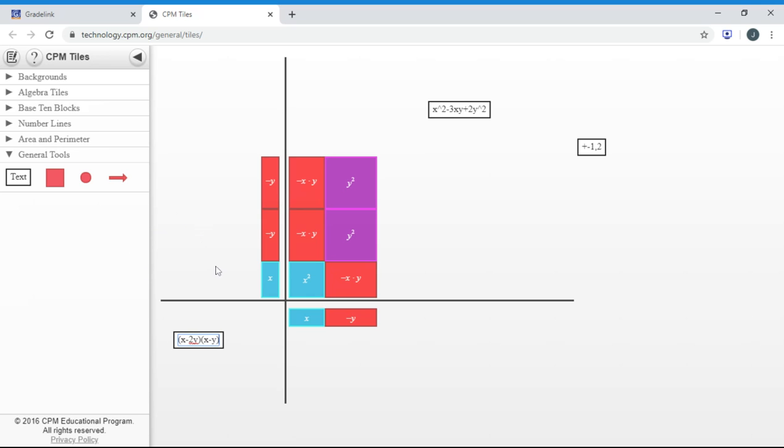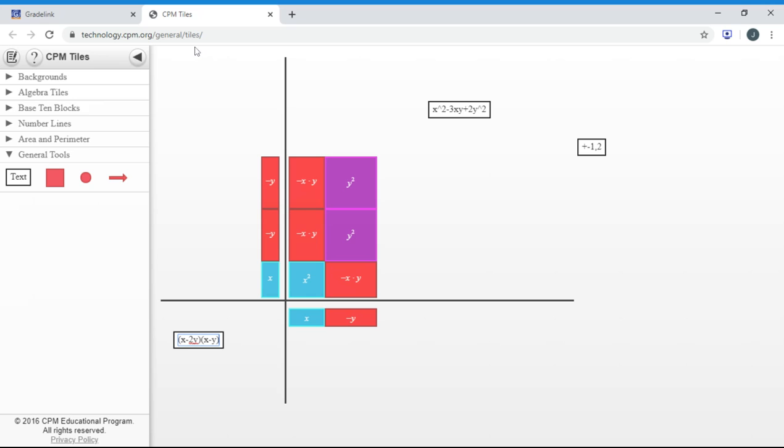If you need the visualization like this, then this could be very useful. So we know that negative y times negative y gives you positive y squared. Adding those together, you get 2y squared. You have 3 negative xy here, and then you have a positive x squared.